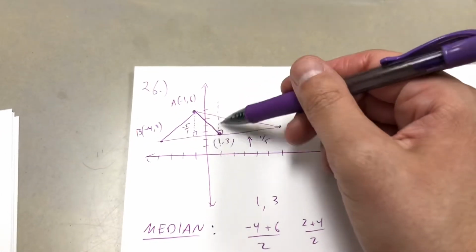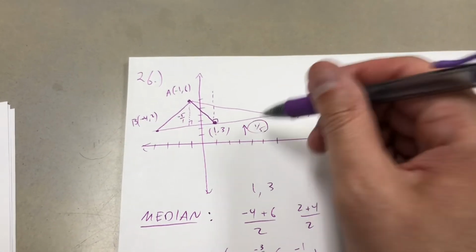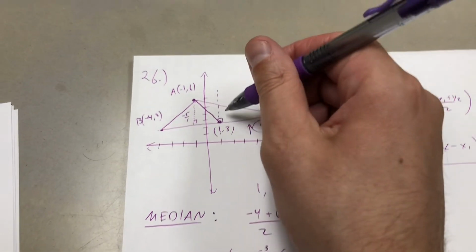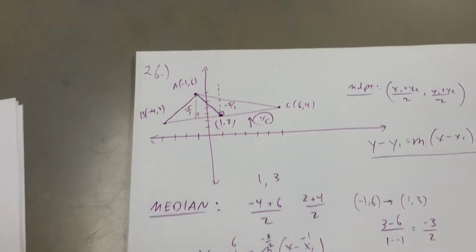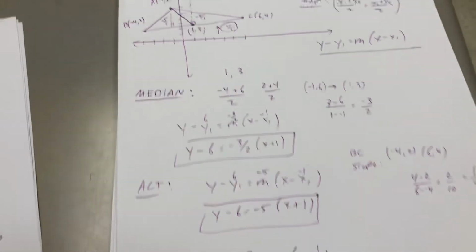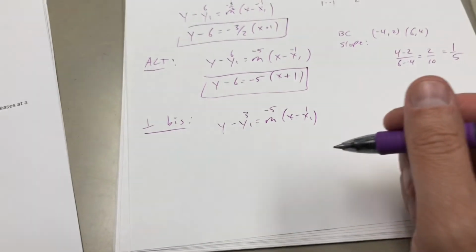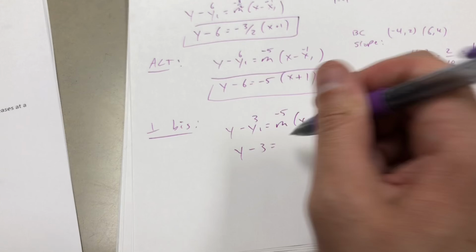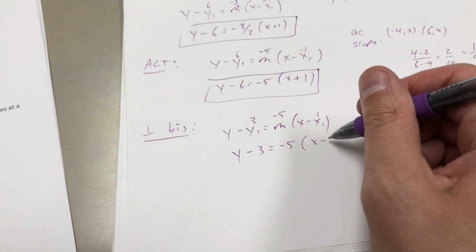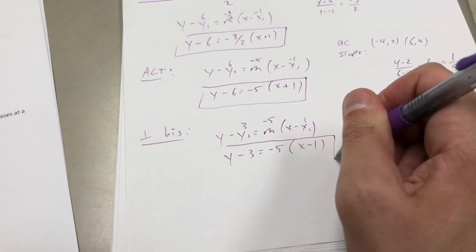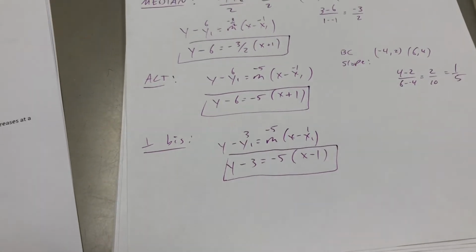And it's got to be perpendicular to the base. Base has a slope of 1/5, so it's the opposite reciprocal slope. It's -1, -5 over 1 or -5. So the perpendicular bisector equation, y minus 3 is equal to -5 times the quantity x minus 1. And that is my perpendicular bisector.